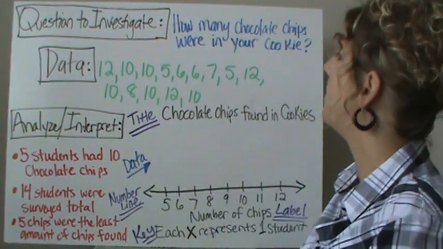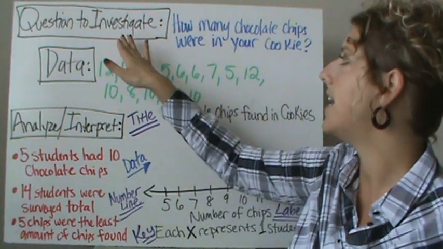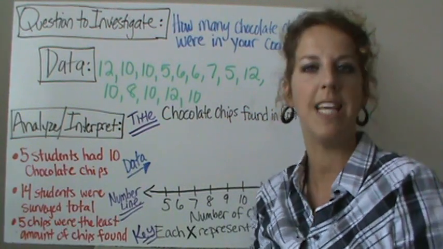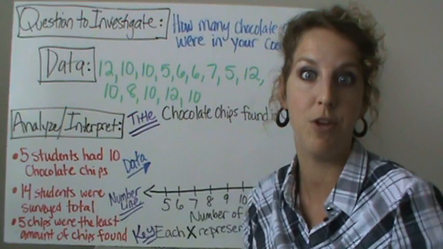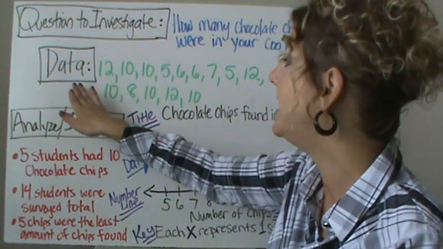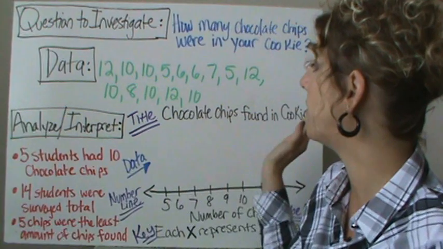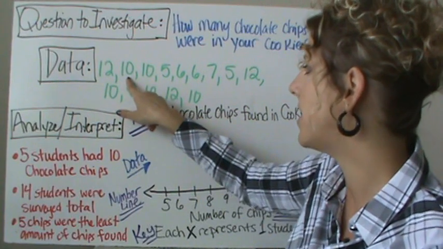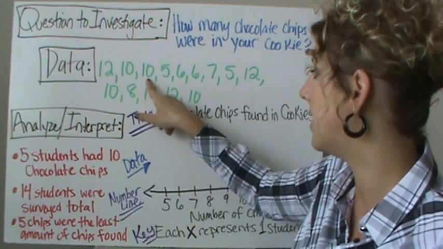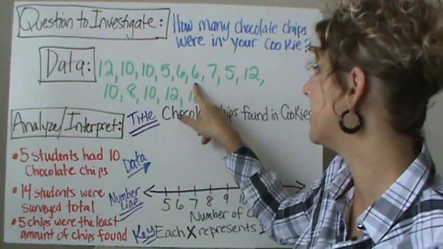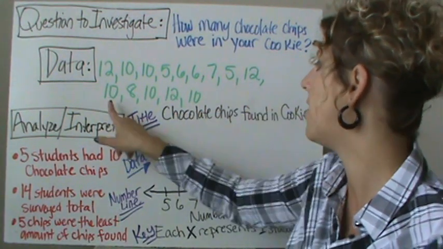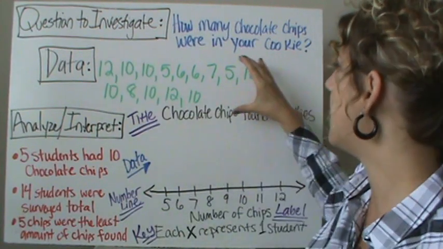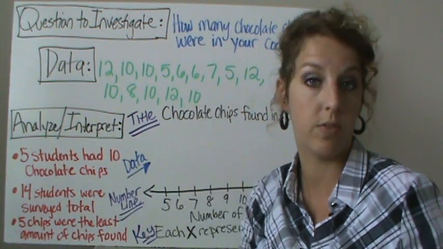So let's look at an example. I have decided to investigate how many chocolate chips were in your cookie. So I asked some students, how many chocolate chips did you find in your cookie? You know I love food. So for my data, I went to ask several different students. One student had 12 chocolate chips in their cookie. One student had 10. Another student had 10. 5, 6, 6, 7, 5, 12, 10, 8, 10, 12, and 10. So this is the number that each student counted in their cookie.